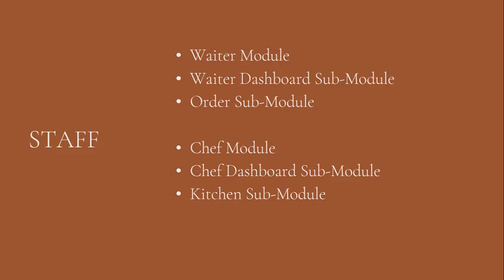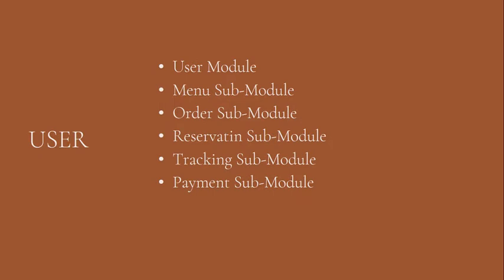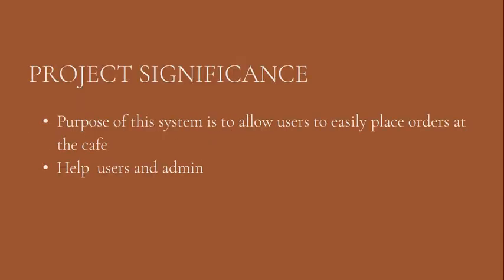In the waiter's page, there is a waiter module with a waiter dashboard submodule and order submodule. In the chef's page, there are three modules: the chef module, the chef dashboard submodule, and lastly the kitchen submodule. For the user, there is the user module, menu submodule, order submodule, reservation submodule, tracking submodule, and payment submodule.